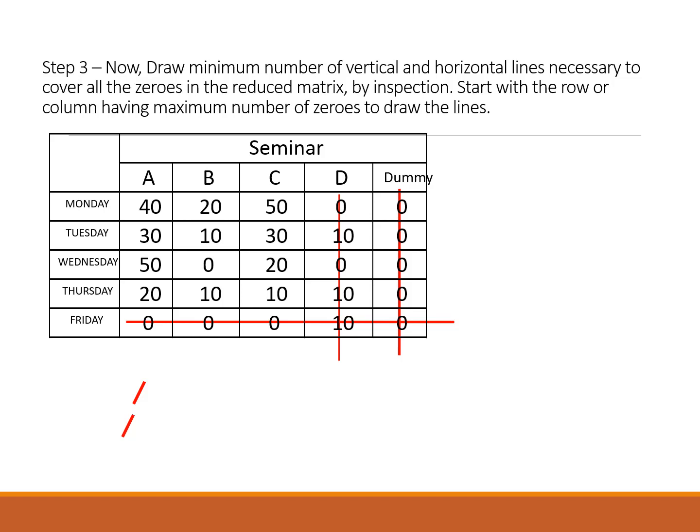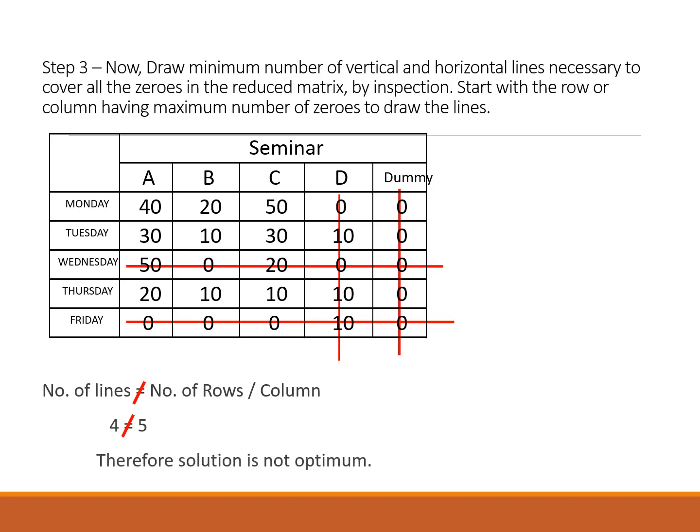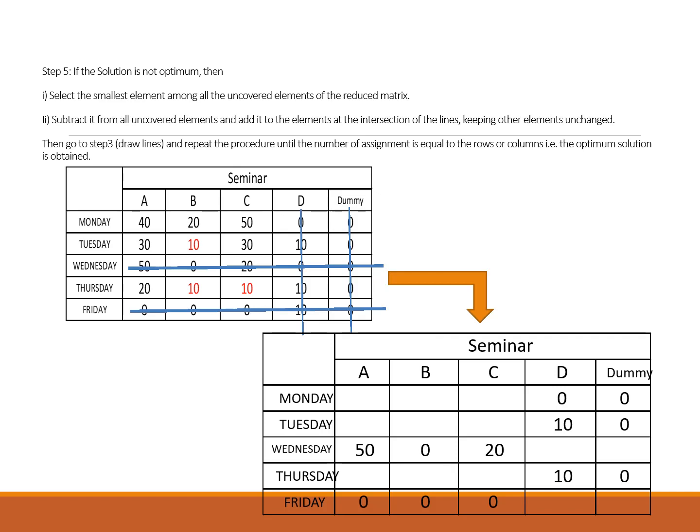You can draw either the horizontal way, or if you want to draw the vertical way with respect to column B, you can draw it. Both ways are correct. So here we complete our step number 3, draw the lines which cover the maximum number of zeros. So write down: the number of lines should be equal to the number of rows and columns. Your number of lines is only 4 and your number of rows and columns is 5. So your solution is not optimum, so we need to improve our solution.